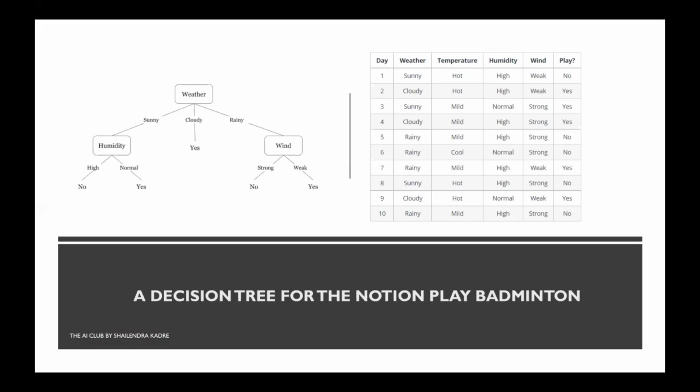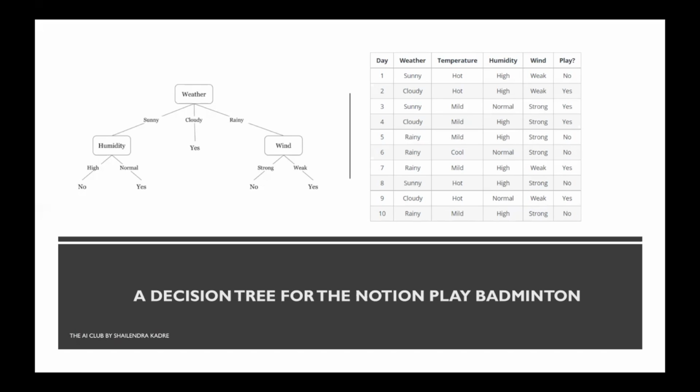Just going through a few rows of this data set, if weather is sunny, temperature is hot, humidity is high, and the wind is weak, then the match is not going to be played. Now, if weather is cloudy, temperature is hot, humidity high, wind is weak, then the play is going to happen. That is, play is equal to yes. So in this way, we are able to see some data.